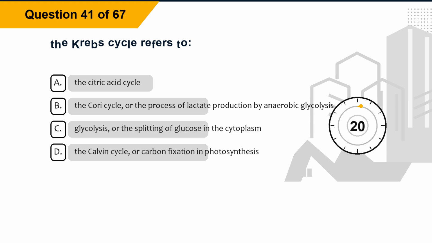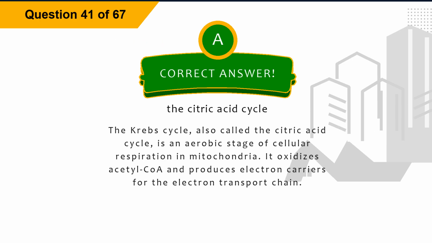Question 41. The Krebs cycle refers to option A, the citric acid cycle. Option B, the Cori cycle, or the process of lactate production by anaerobic glycolysis. Option C, glycolysis, or the splitting of glucose in the cytoplasm. Option D, the Calvin cycle, or carbon fixation and photosynthesis. The correct answer is option A, the citric acid cycle.